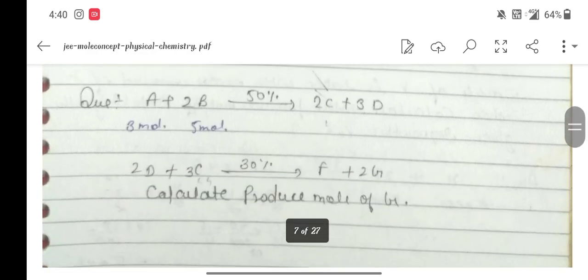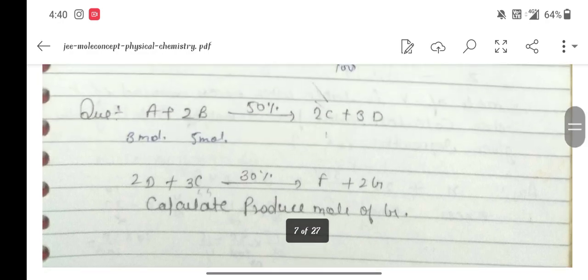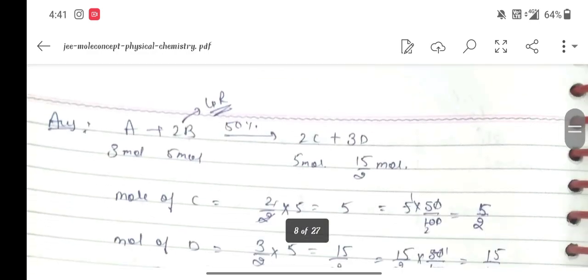Now moving on to our next question. A plus 2B react to give 2C plus 3D. So the mole of A we don't know, B is 5 mole. Then 2D plus 3C gives F plus 2G. So we have to calculate the produced mole of G. What is the mole that G produces? Now A plus 2B: 2B is the limiting reagent, 50%. So 2C plus 3D. Here A is 3 mole, 2B is 5 mole, 2C is also 5 mole, and 3D is 15 by 2 mole.